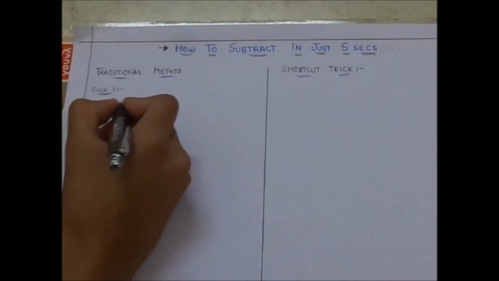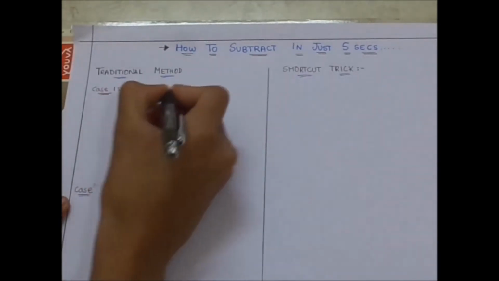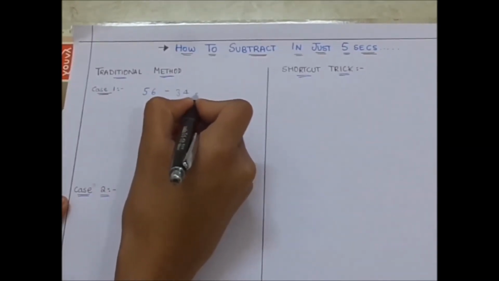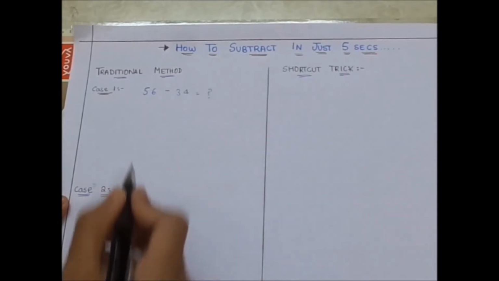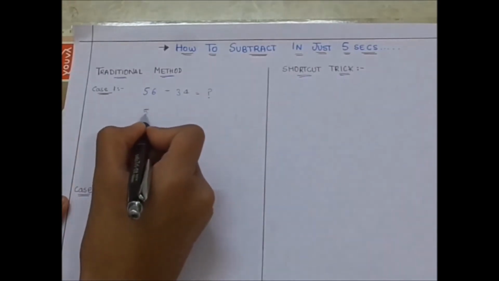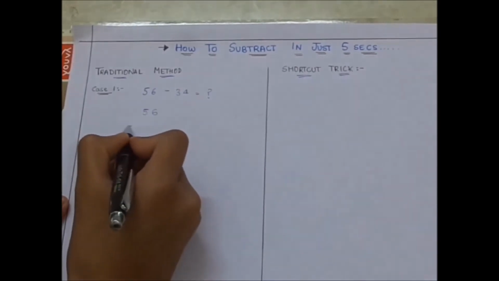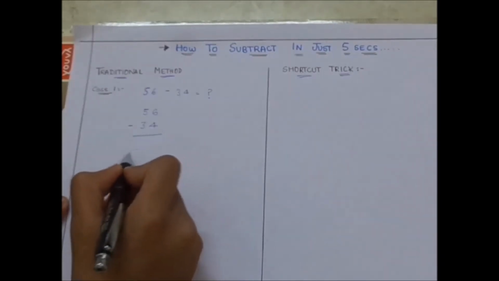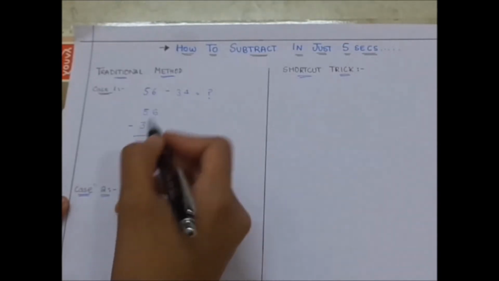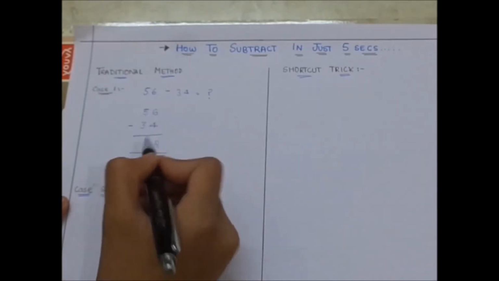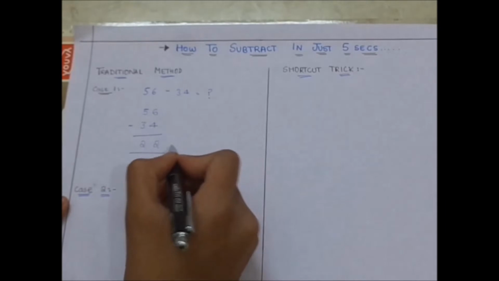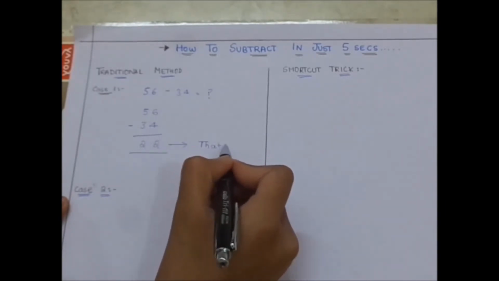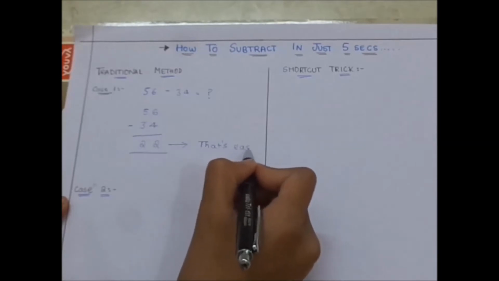In case 1, let us take an example in such a way that the unit digit of the greatest number is greater than the unit digit of the least number. So we have taken an example, 56 minus 34. So let's write it in the traditional method form. Our first step would be to subtract 4 from 6. So when we subtract 4 from 6 we get 2, then we subtract 3 from 5 and we get 2. So the answer is 22, and that's easy in this case.